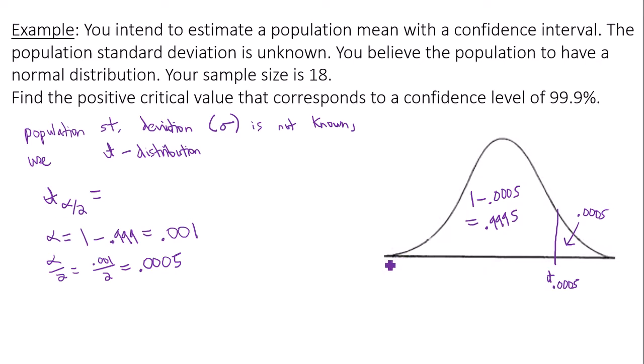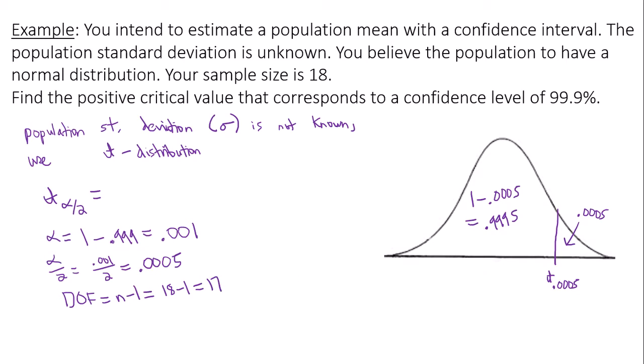All right, and one other thing you need in order to do the t distribution in Google Sheets or any form of technology is the degrees of freedom. Now, it's really not that important that you understand all the theoretical concepts behind degrees of freedom, but the degrees of freedom is always n minus 1 for the t distribution. So 18 minus 1, that gives you 17.